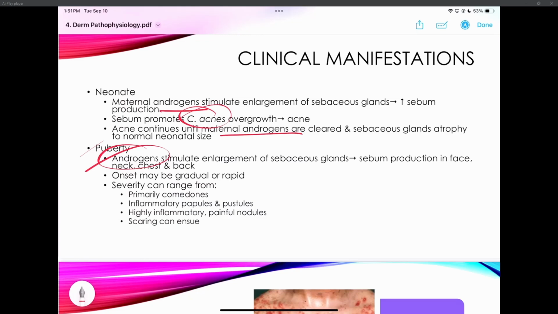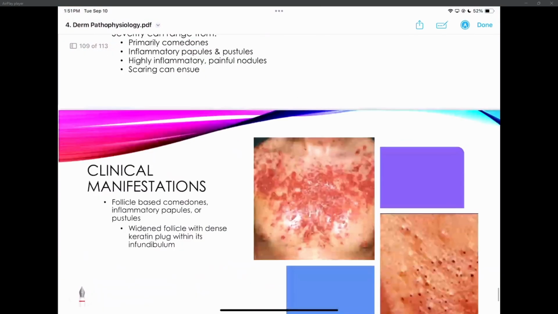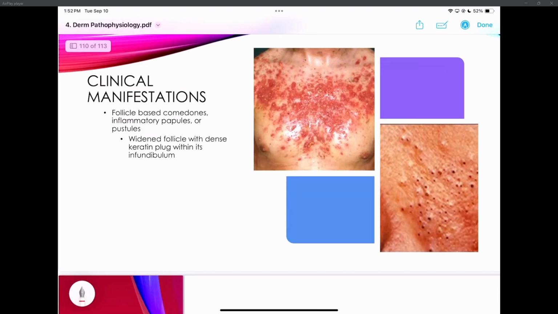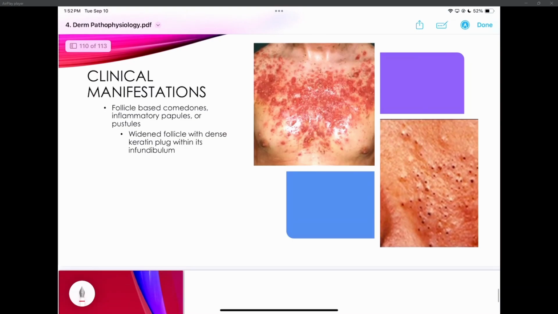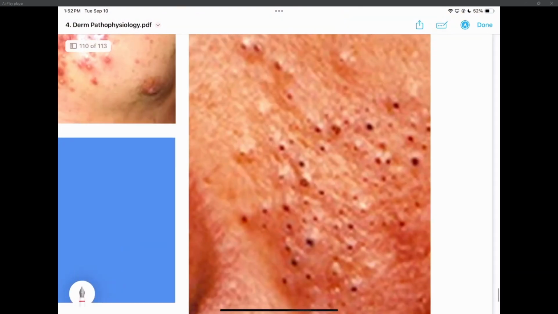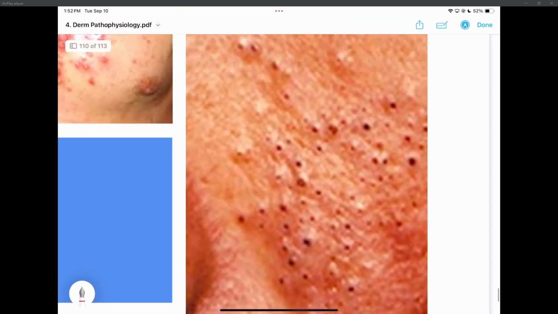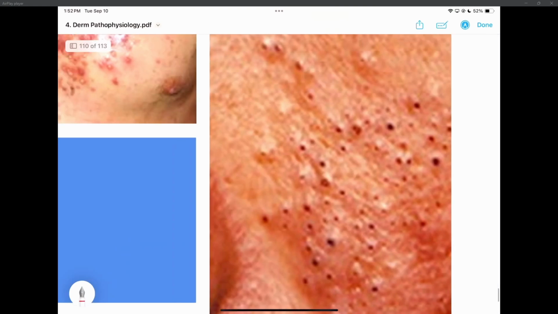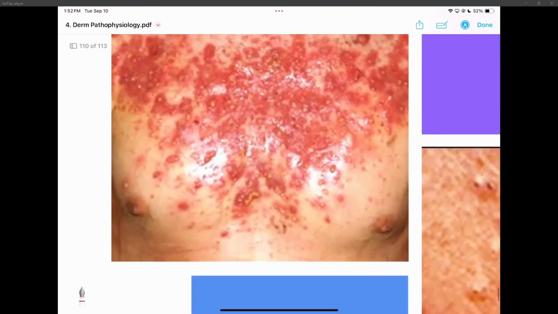Onset can be gradual or rapid. And severity will range from, are they primarily comedones? Do you have some inflammatory thing going on with papules and pustules? Highly inflammatory, now we're getting nodules, and then scarring from there. So here are some different manifestations of acne vulgaris. You can see how wide those ones are. These are all open comedones. All those blackheads, those are wide pores, trapping dirt, and then some of these are closed. They have the pus inside.